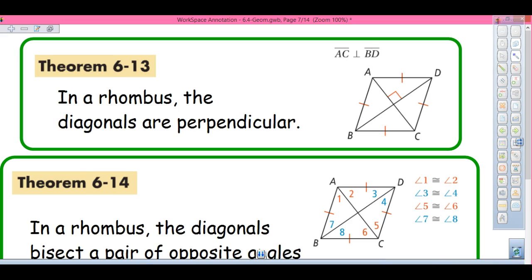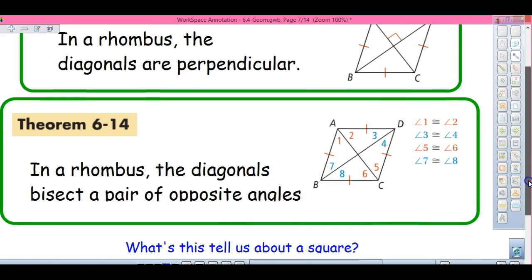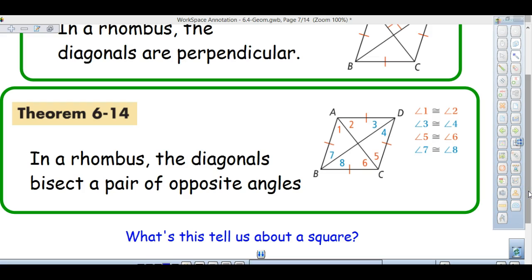Okay. All right, now we're getting into some properties. In a rhombus, you have all 6 properties of a parallelogram, plus the diagonals are perpendicular, and the diagonals bisect each pair of opposite angles. So if I have a rhombus and I draw a diagonal, 7 is going to be congruent to 8, 3 is going to be congruent to 4.